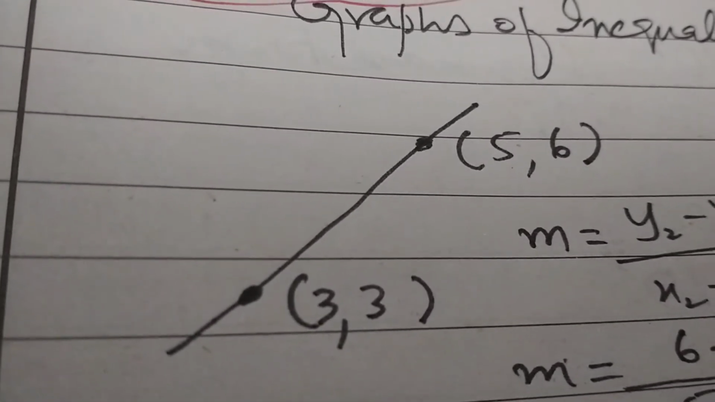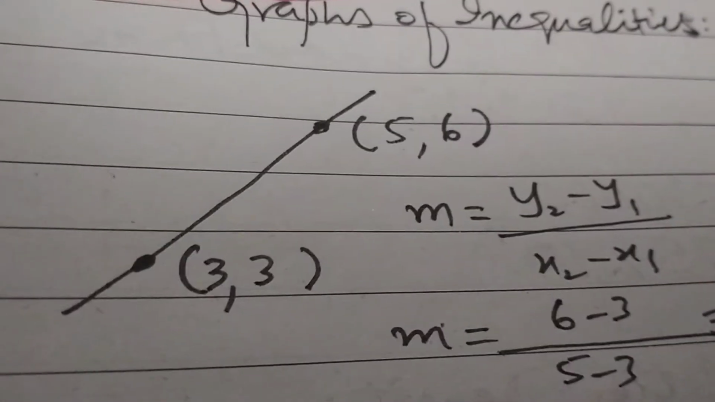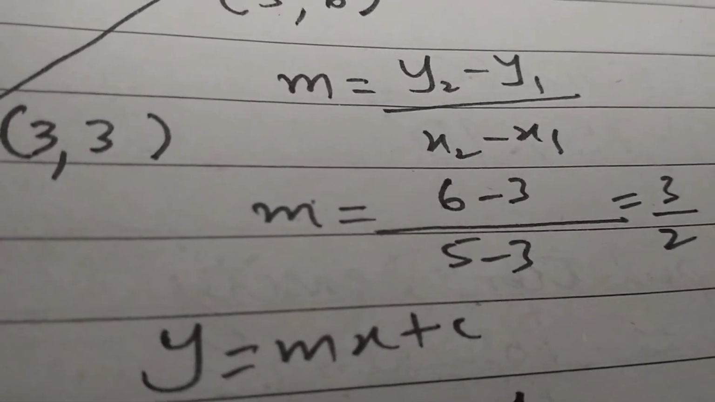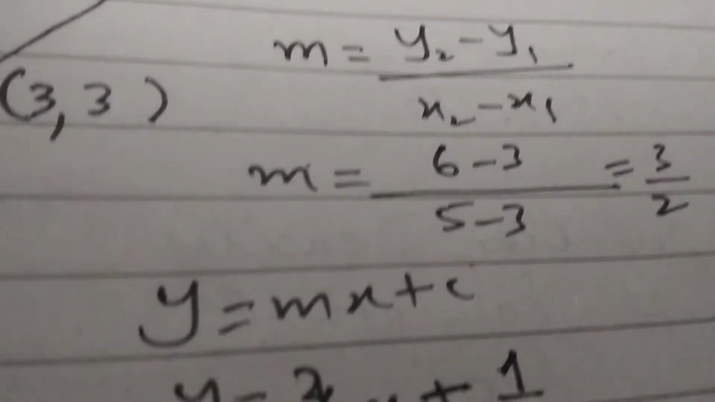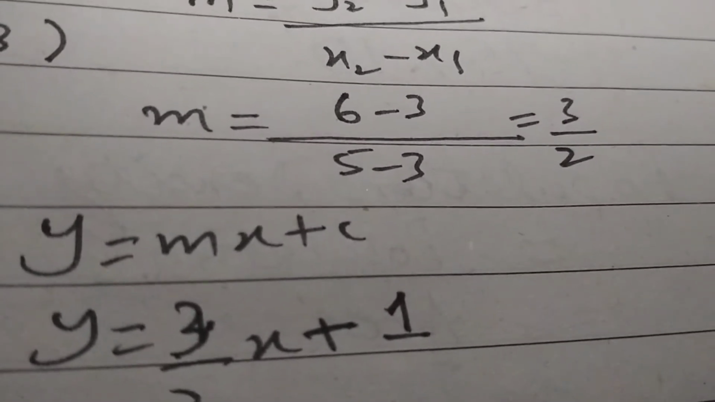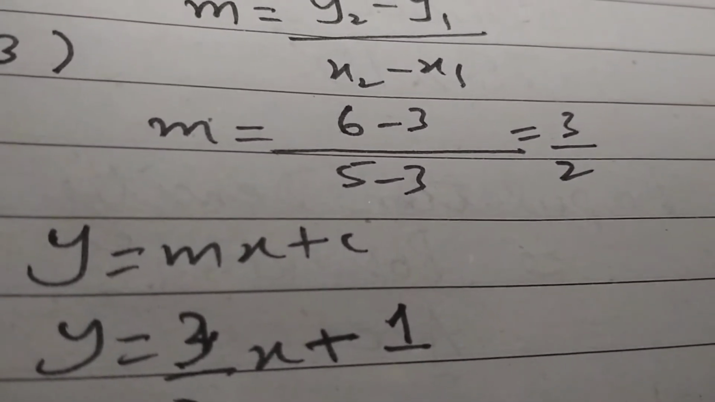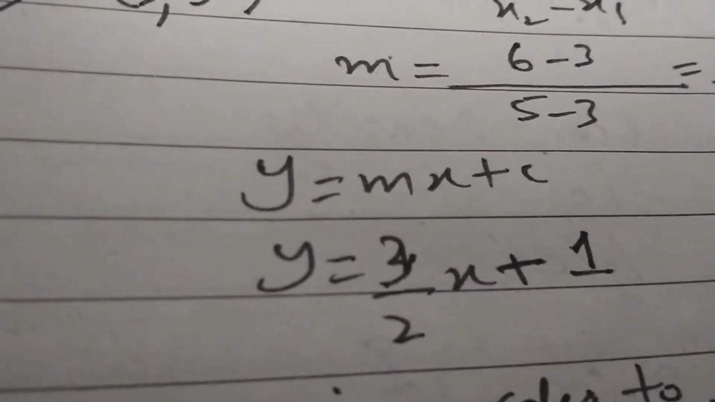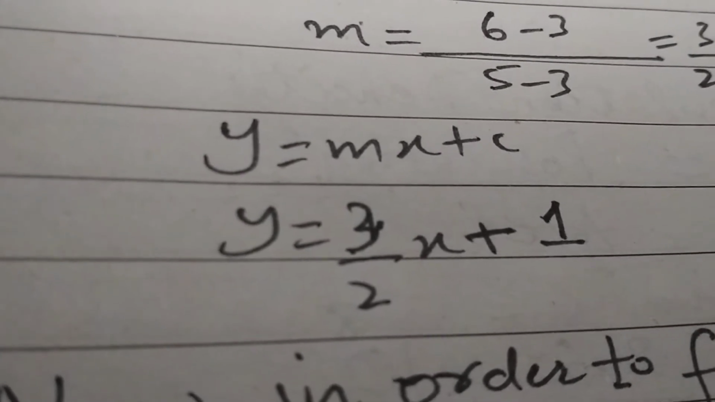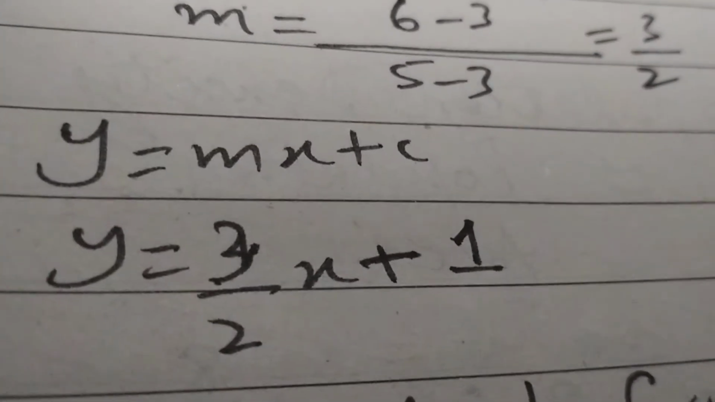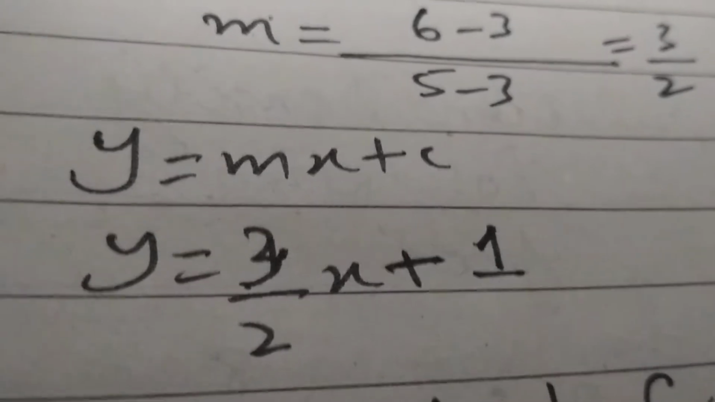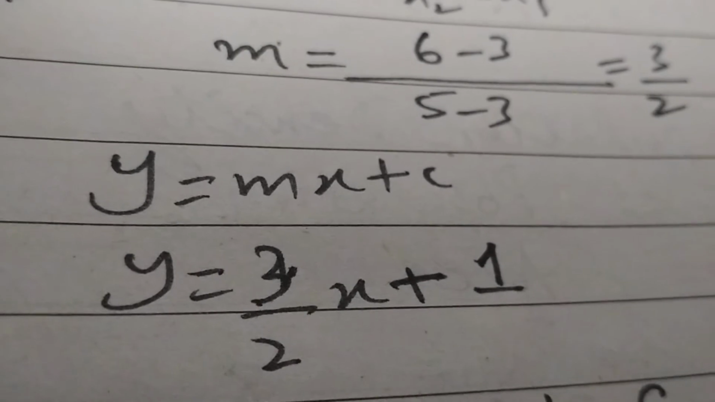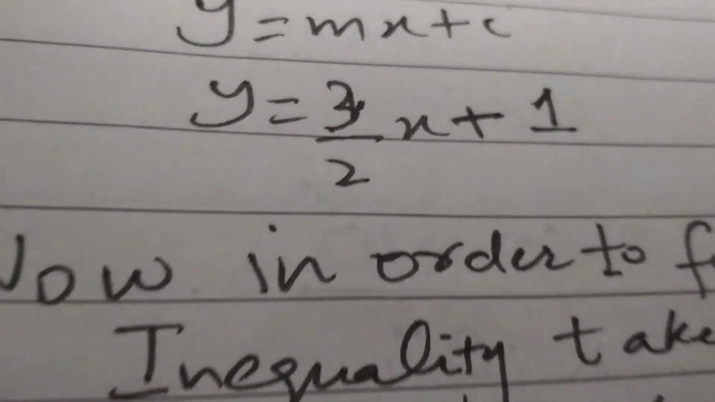(3, 3) you can take as x1, y1, and (5, 6) you can take as x2, y2. Use the gradient formula, y2 minus y1 over x2 minus x1. You get the value of m, small m, that is the gradient or slope, that is 3 upon 2. Then use the formula for the equation of the straight line, y equals mx plus c. m is 3 upon 2 and the y-intercept is 1. Why? Because I told you before that the line is crossing the y-axis at y equals 1, so it is its y-intercept.